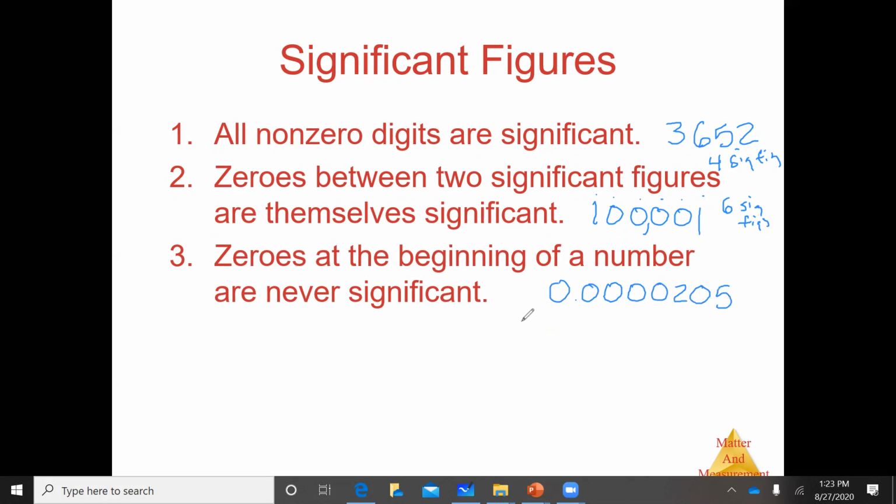0.0000205. If I was trying to figure out how many significant figures this has, I would find my base number first. So this is the number itself, the 205. These zeros here are just acting as placeholders for the decimal. They're letting you know how far away from the decimal you are, but they themselves don't talk about precision whatsoever. So this is significant, and this is significant because of rules 1 and 2. These guys here, including that one, are not significant because of the 3rd rule. So we would say 1, 2, and 3 sig figs.